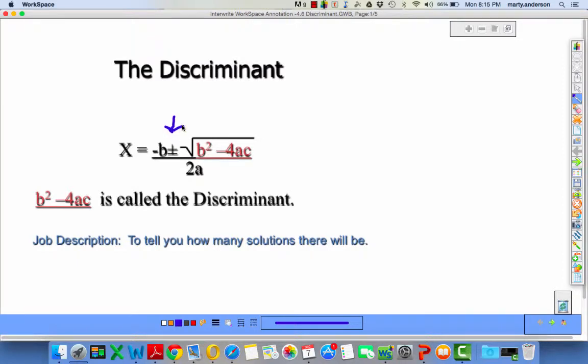the square root of b squared minus 4ac, the first thing that can happen is that b squared minus 4ac is positive. If it's a positive number, then I'm going to be adding and subtracting a positive number. So I'll have negative b plus or minus a positive number, so I have to do two different problems. And we have two solutions.